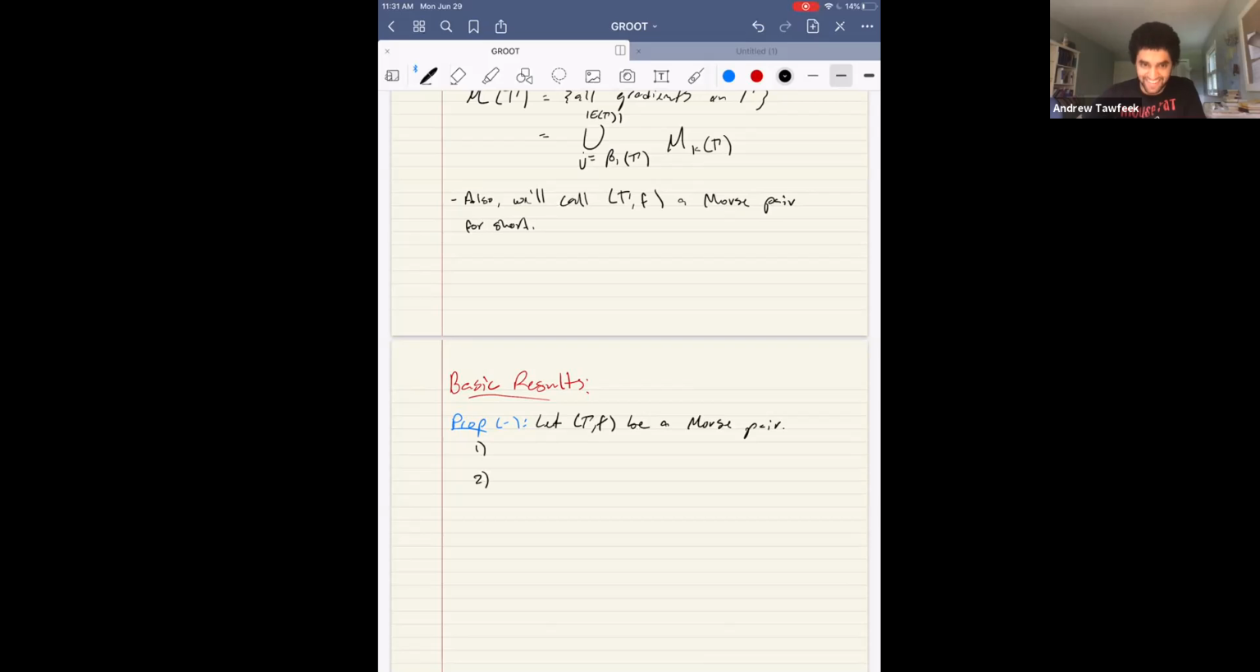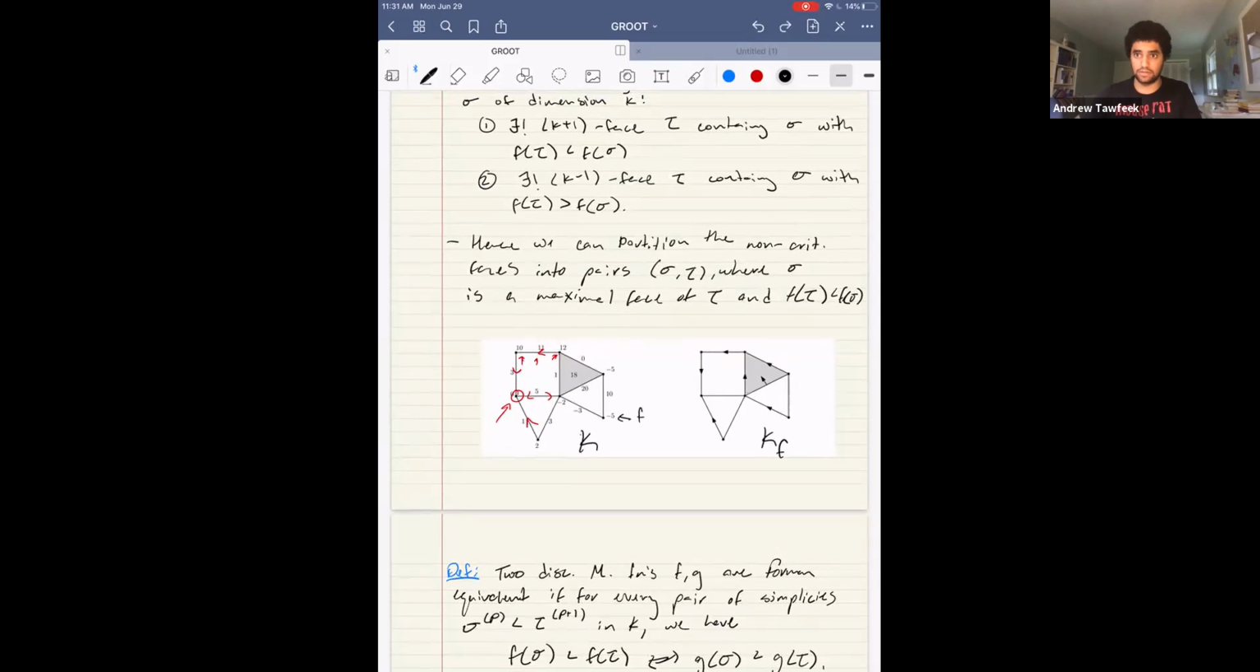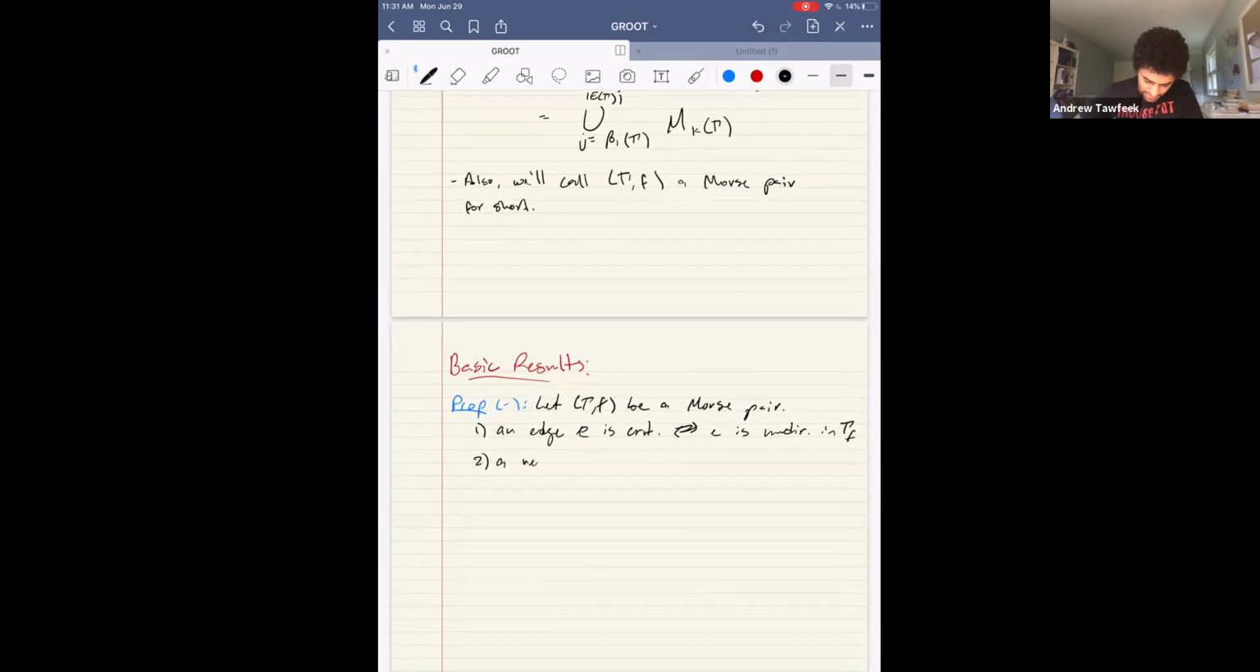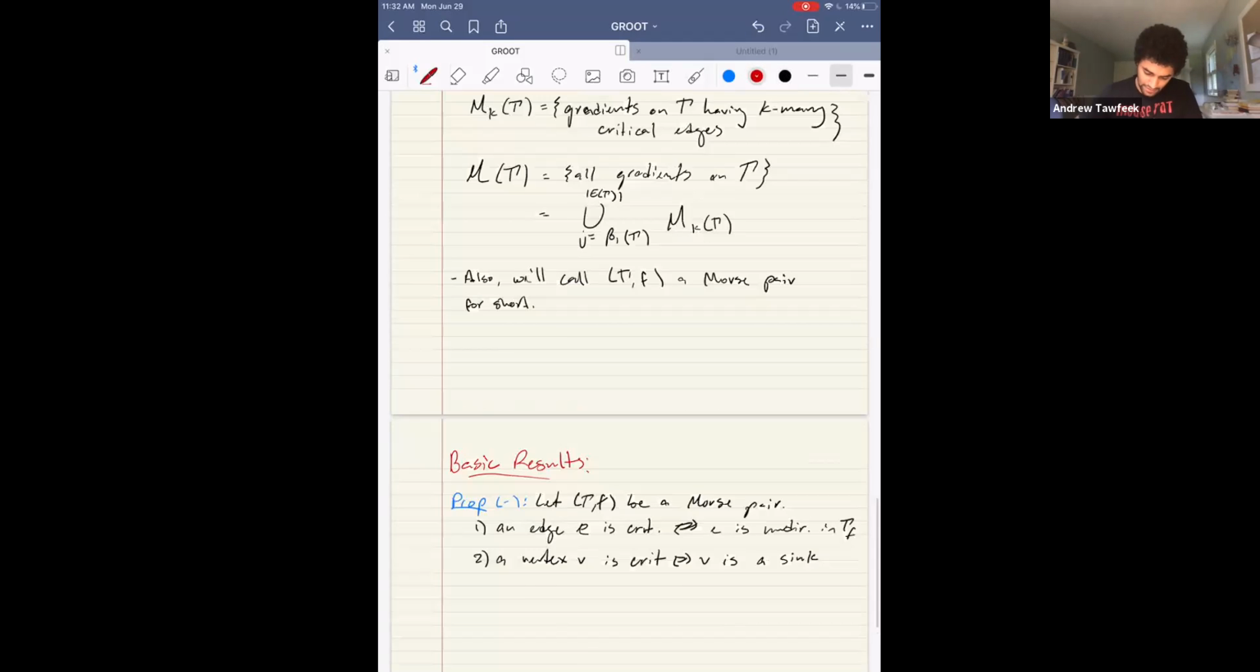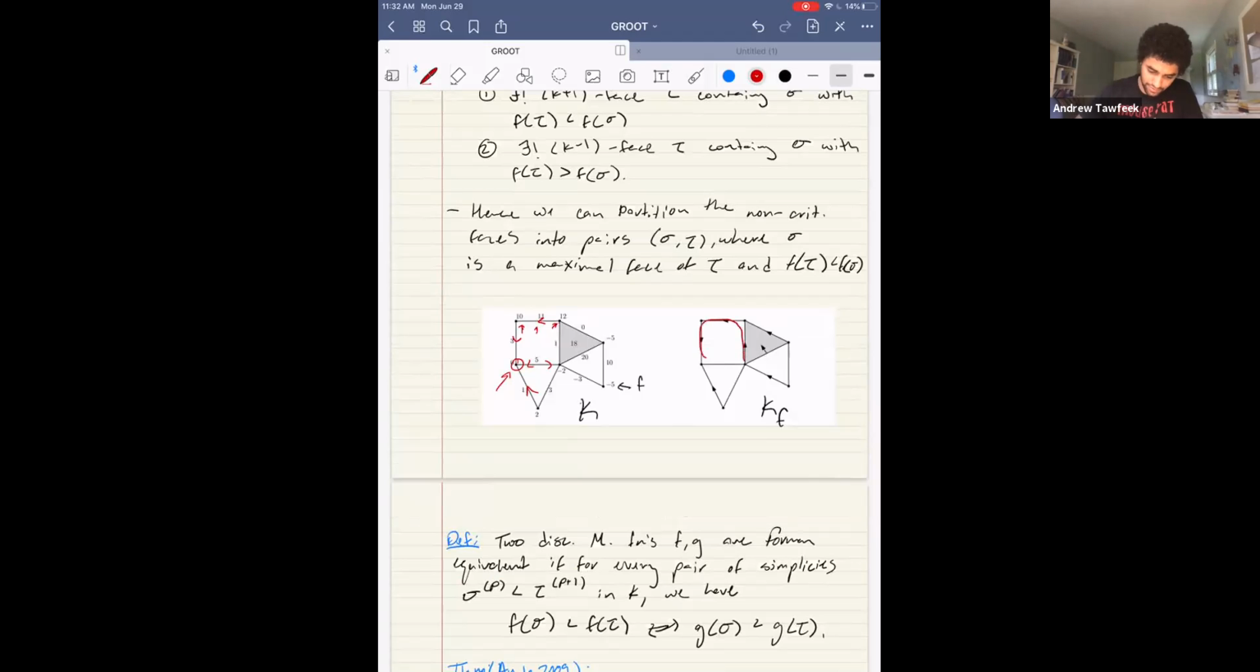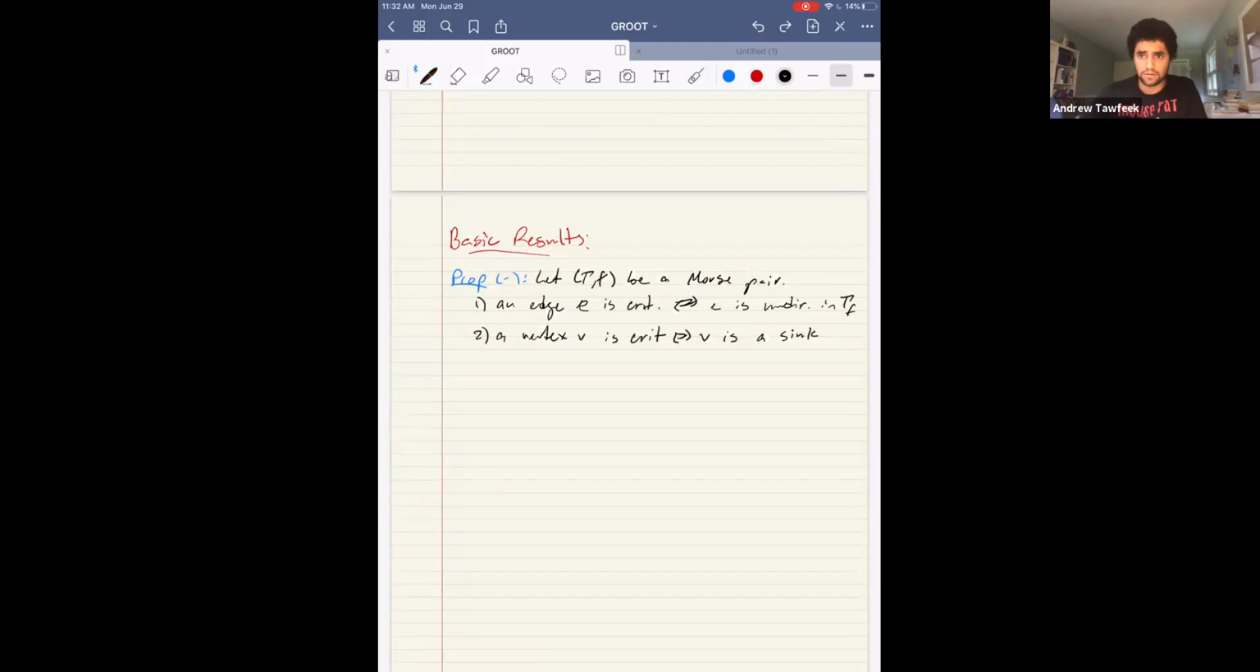Maybe some of you noticed this already. Well, actually, I think I said it already. An edge E is critical if and only if E is undirected in the gradient. If we scroll back here, you can see this edge that we were talking about earlier is indeed undirected. And the second one: a vertex V is critical if and only if V is a sink. Again, if we go back up, we can follow these edges over here, and yes, that one is indeed critical. And is this one? No, this one is not critical.